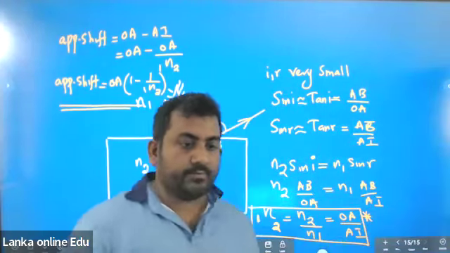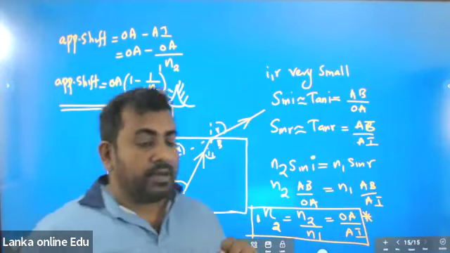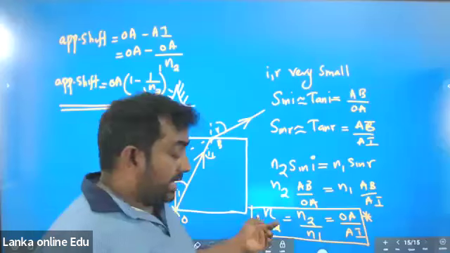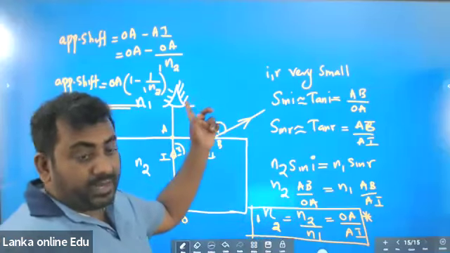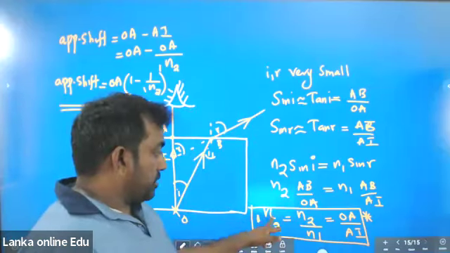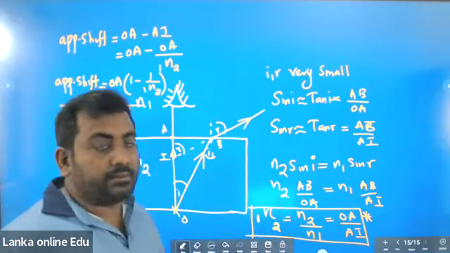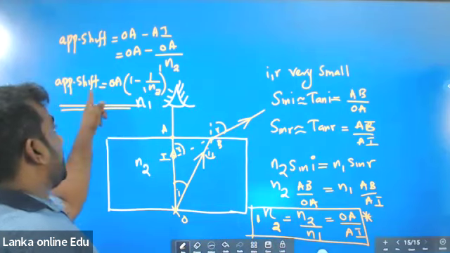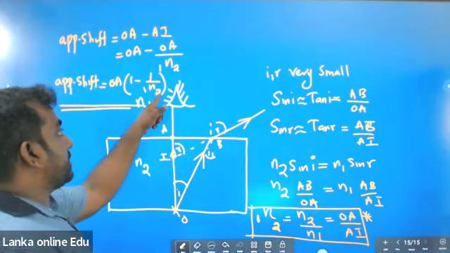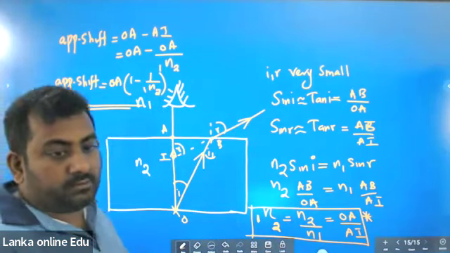Okay. So always remember, if by any chance they give a different medium except air, what should come here is the refractive index of the denser medium with respect to the rarer medium. And in the apparent shift equation also, use the refractive index of the denser medium with respect to the rarer medium.